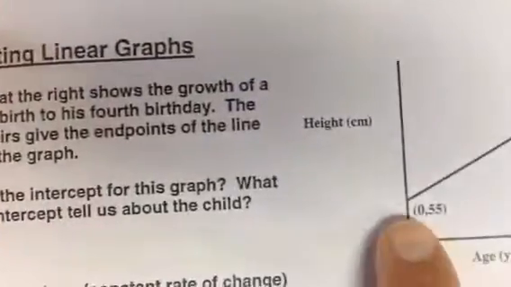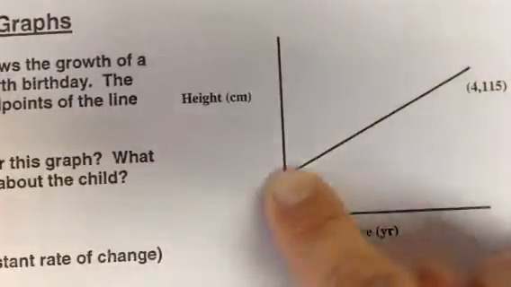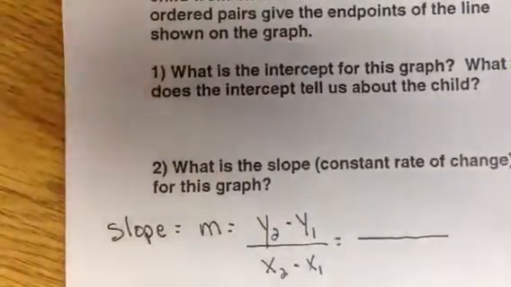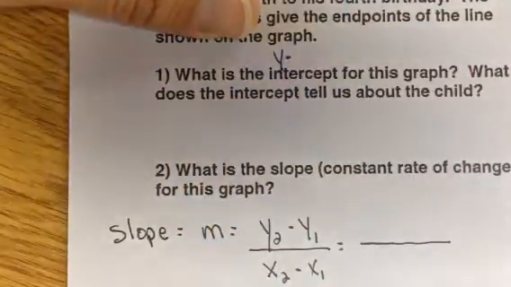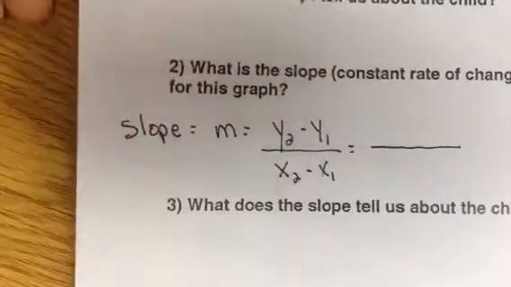So this is about somebody and their height as time goes by. So what's the intercept for this graph? They do want to know what is the y-intercept for this graph. They didn't write that in there. And then what does it mean? For the slope, what's that constant rate of change?